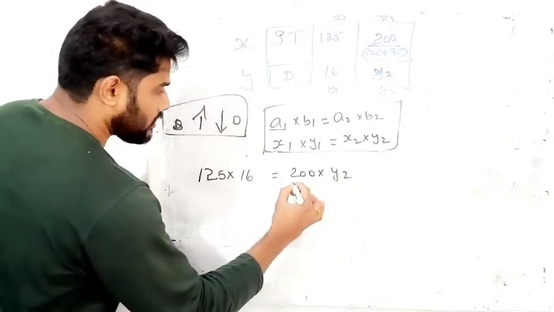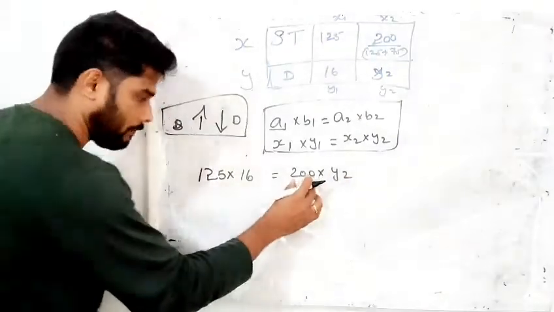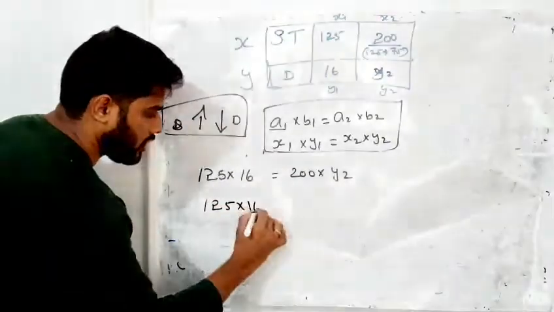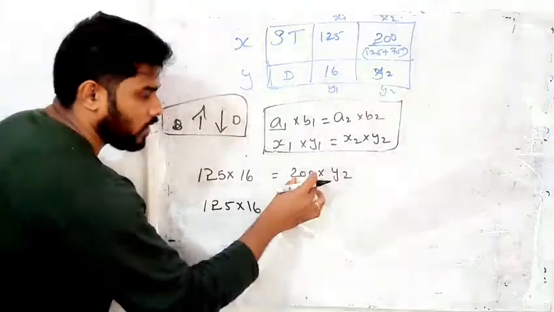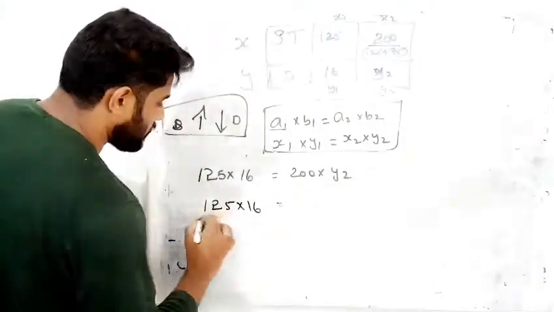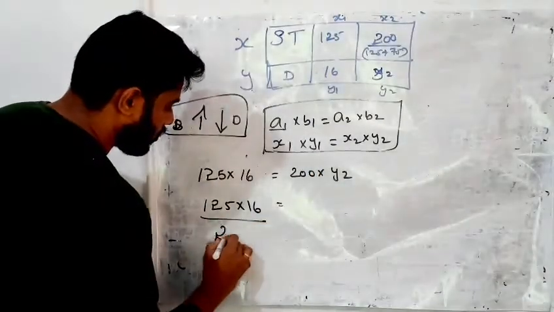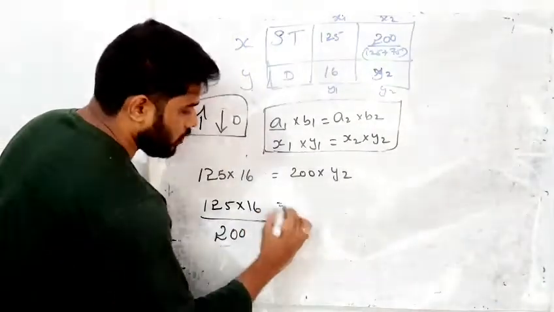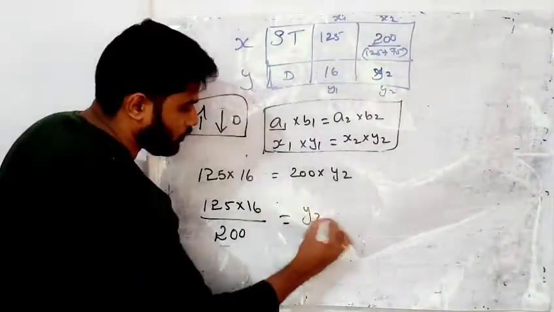From the right hand side, this 200 will come to the left hand side. Then what will happen? 125 into 16 divided by 200, which is equal to y2.